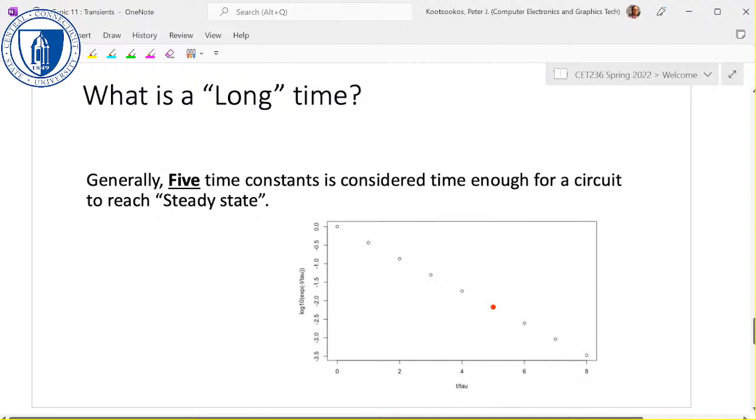And the reason we say it's in steady state after 5 time constants is because this is 5 time constants. And that's a logarithmic scale, base 10 logarithm, e to the minus t on tau. What that's telling me is that 5 time constants means the value is within 1% of its final value. So that's why the rule of thumb is 5 time constants. You could say it's 4.9 something time constants if you wanted to be exactly 1%. But 5 is much easier to remember.